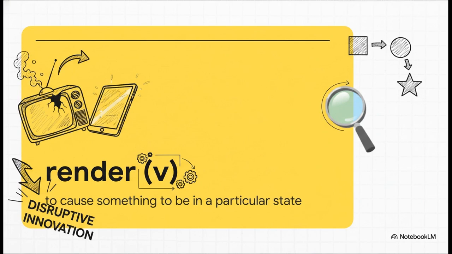So how do you connect those two things? How does something become obsolete? Well, that's where the verb render comes in. This is such a great word for cause and effect. It just means to cause something to be in a certain state. So, flip phones didn't just fade away on their own. The invention of smartphones rendered them obsolete. See? It's that direct link.